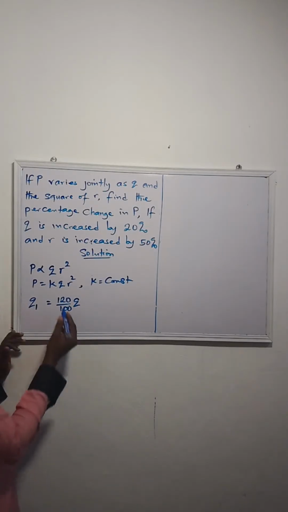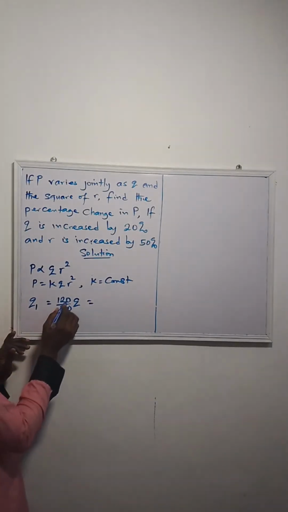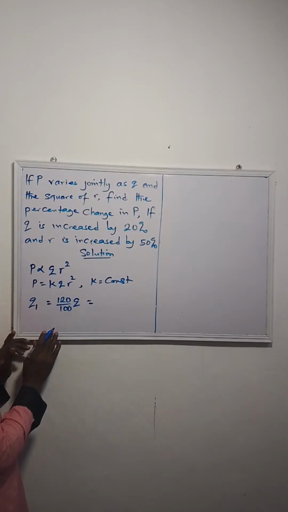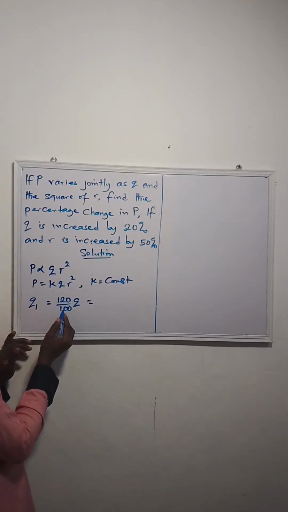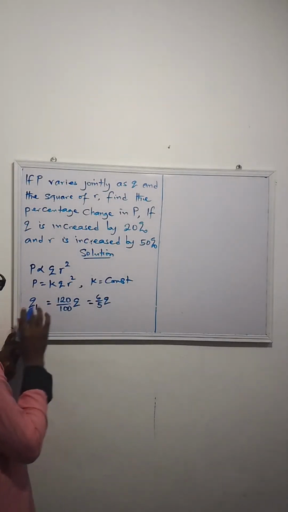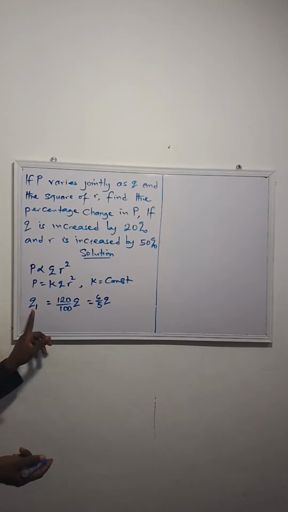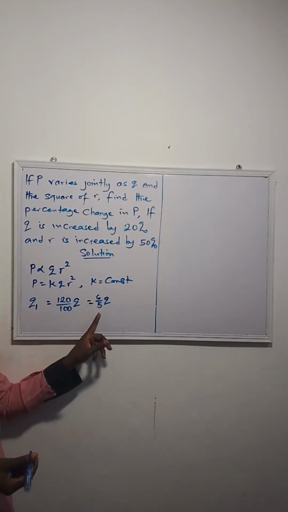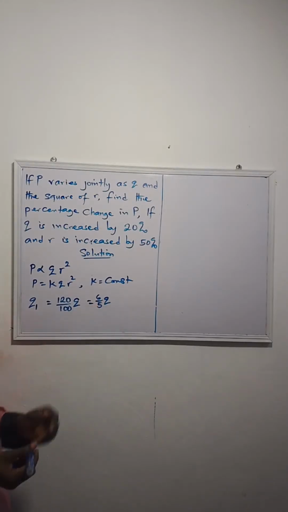And that is the same thing. If you simplify this one, 0 cancels 0, and we have 6 over 5 Q. So that means the new Q is going to be 6 over 5 Q. That's going to be the value.